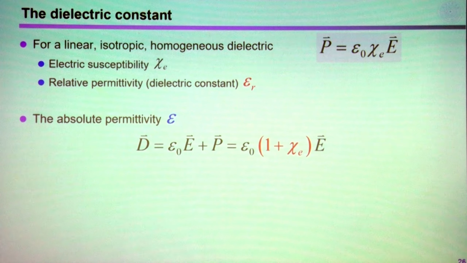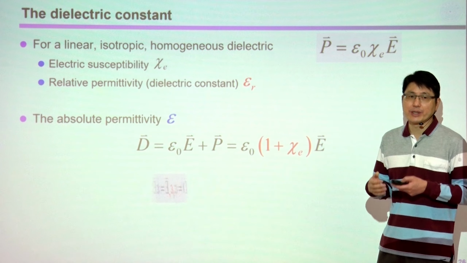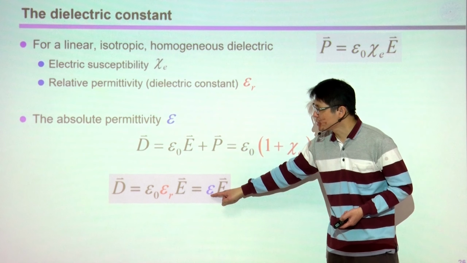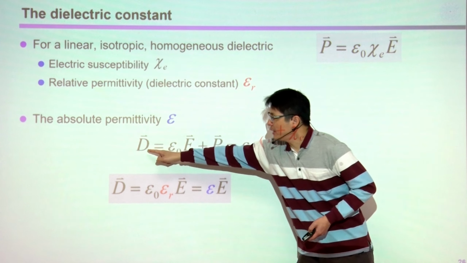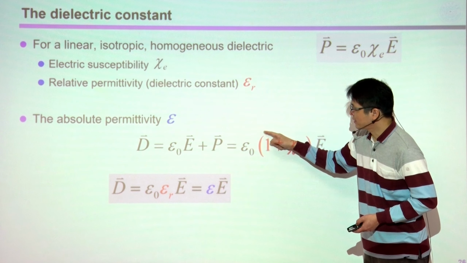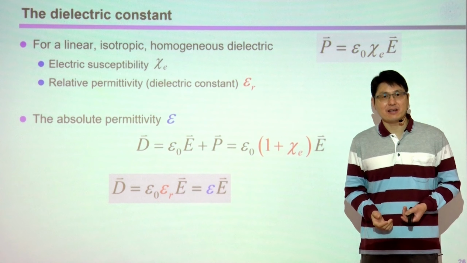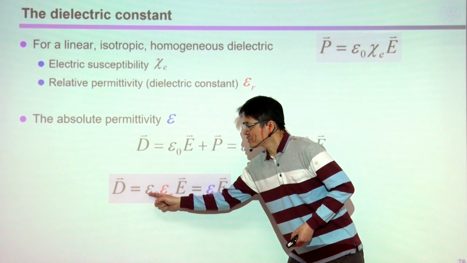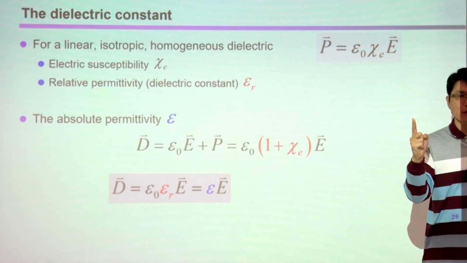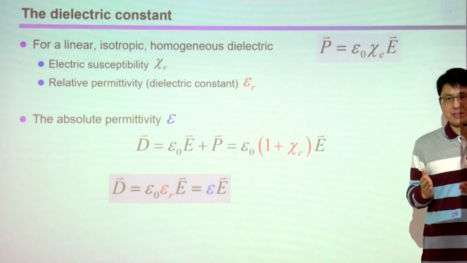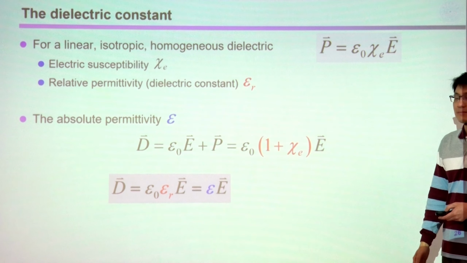Okay. Well, sometimes people try to combine epsilon 0 times epsilon r, and we define it as the absolute permittivity. So basically, D equals epsilon 0 times epsilon r E. But sometimes you're even lazier than that. You want to combine epsilon 0 times epsilon r as one single variable, epsilon, and that single epsilon is called the absolute permittivity. Okay?